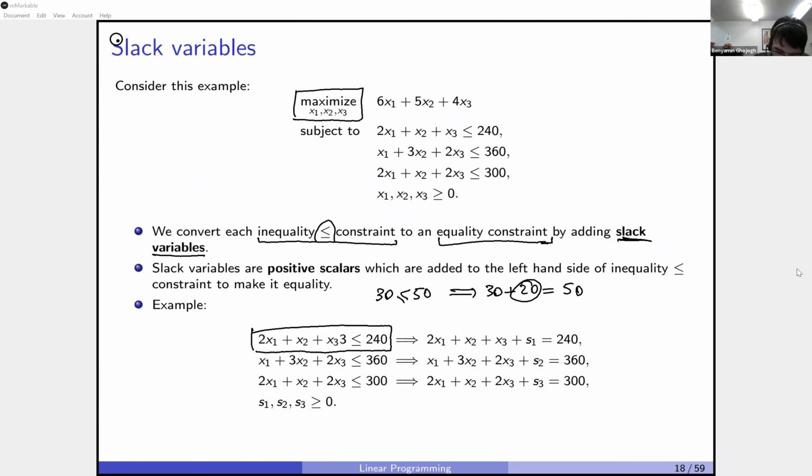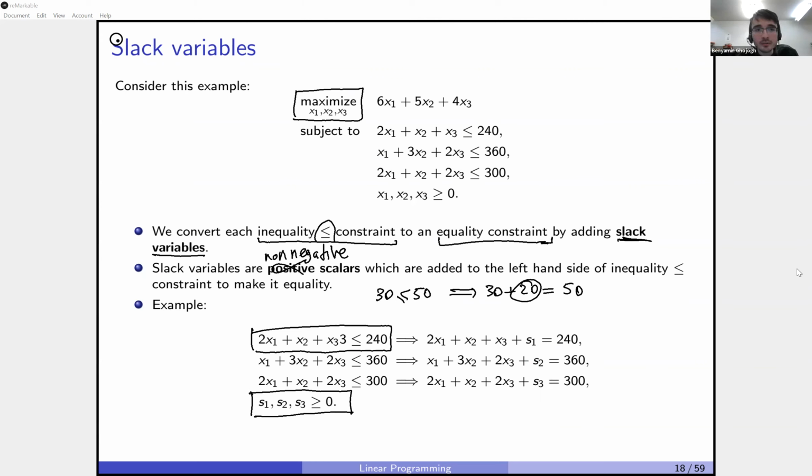For each of the constraints, I will add a slack variable, right? And then I convert the inequality to an equality constraint. And the slack variables should be non-negative too, because we have less than or equal to. This should be non-negative because it might be 0. The slack variable might be 0. I will fix that in the slides too.